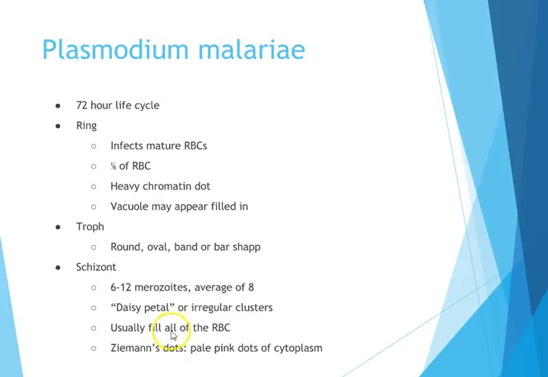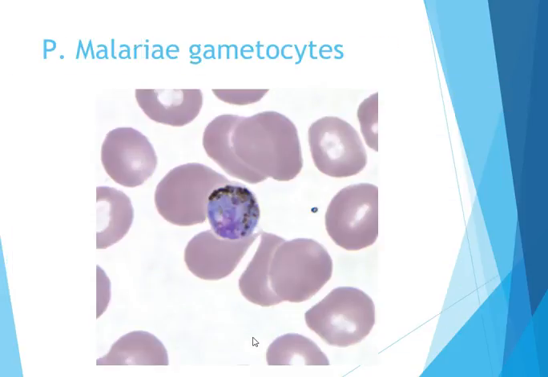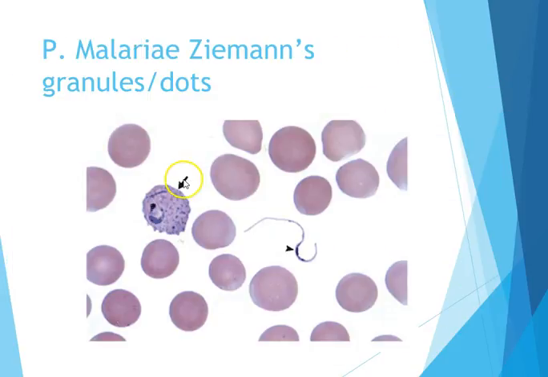The schizonts usually fill all of the red cells, and it has something called Schüffner's dots. The dots are cytoplasm, and that's what that is. And this over here is just an artifact.